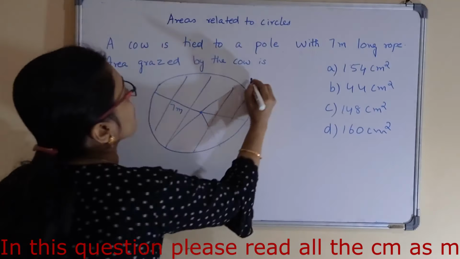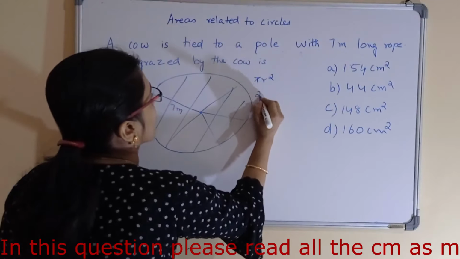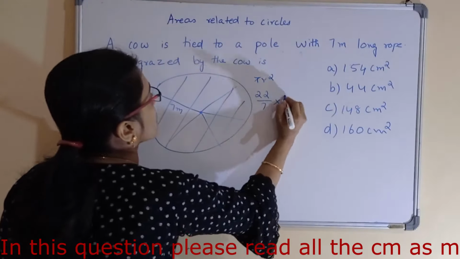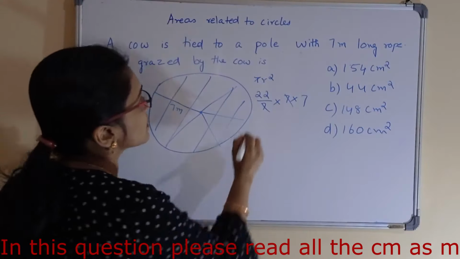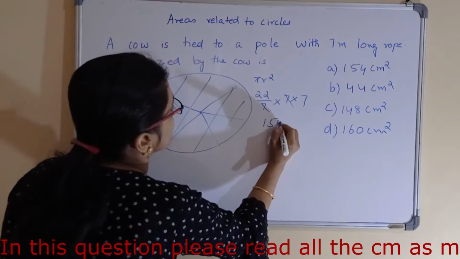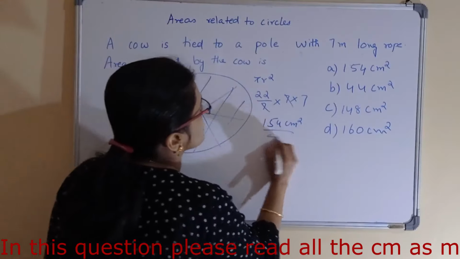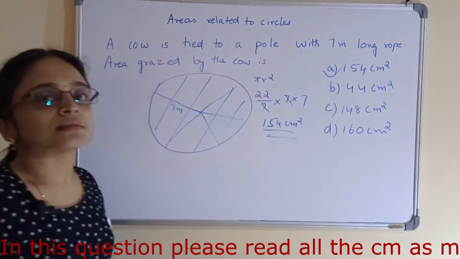So what is the area here? It is pi r square. So 22 by 7 into 7 into 7. So this 7 and 7 get cancelled. 22 into 7 is 154 meter square. So this is the answer.